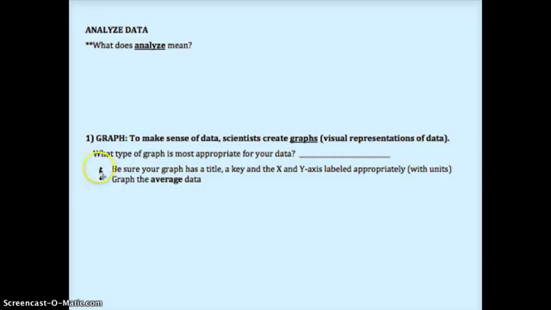If you look at this first bullet, we're going to make sure our graph has a title, a key, the X and Y axis labeled appropriately with units. Once your graph is set up, I will show you the average data for both A and B day. Remember, in science, we want to graph as much data as we can because it tells a better story than just one or two sets of data.